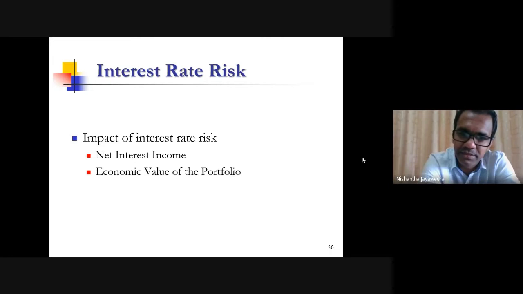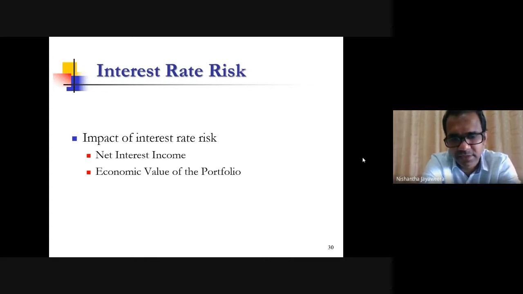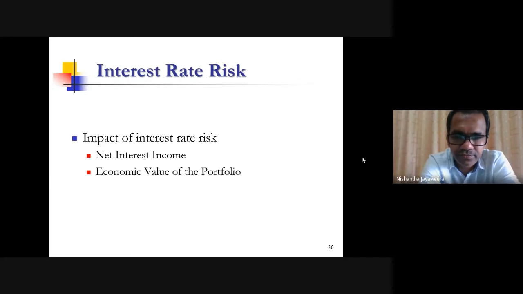That is from the liability side. From the asset side, the other way around can happen. That means when you invest for a longer period at a lower rate and subsequently interest rates increase, what happens? There's opportunity cost again. You earn a lower income compared to the higher interest rates. So capturing all those things, the economic value of the portfolio is decided.